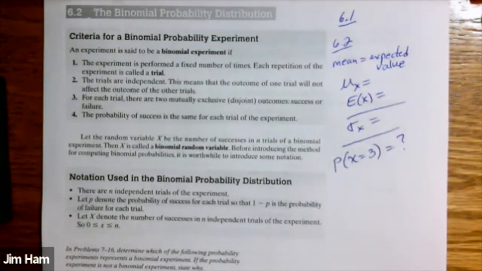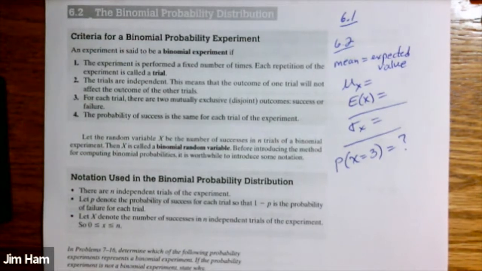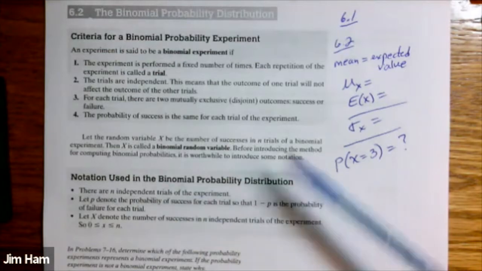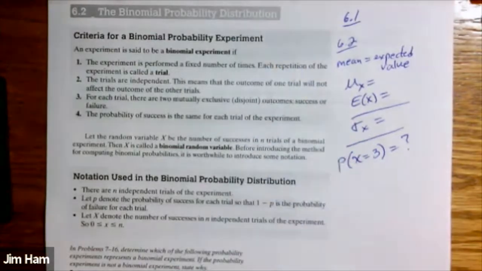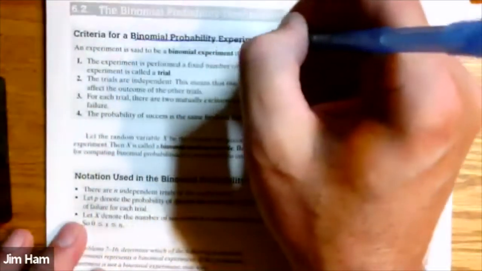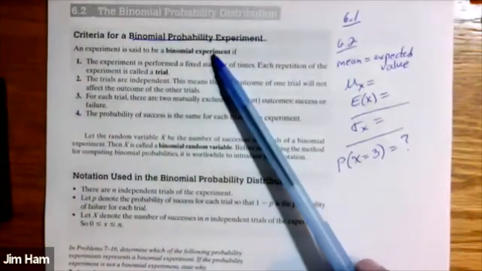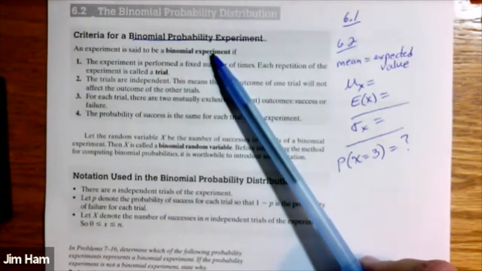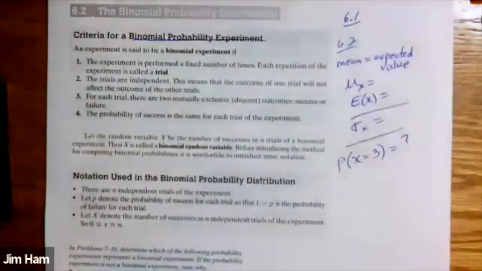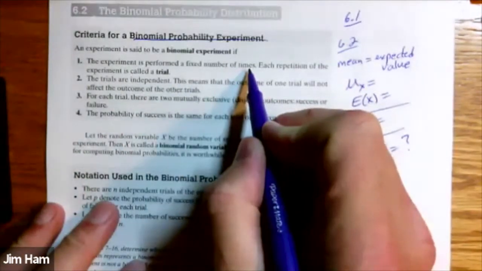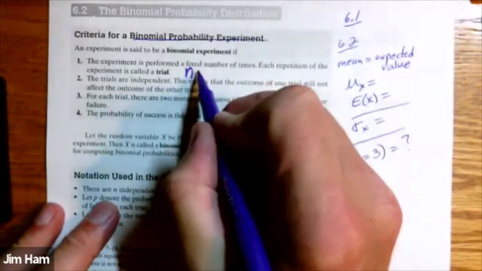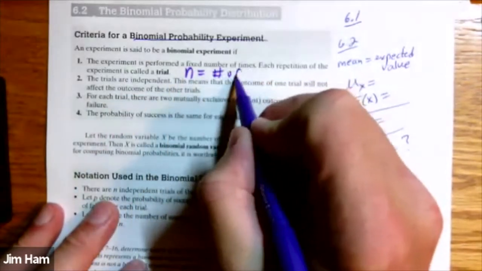So you're going to see a lot of similar things today from what we did last time, but we're in a very, very narrow situation. The good news is that this narrow situation applies a lot. In order to use the things from this section, you have to recognize that you're in a binomial setting. You're in a binomial experiment if the following things occur. The experiment is performed a fixed number of times, and that fixed number of times is equal to n. N is the number of trials.